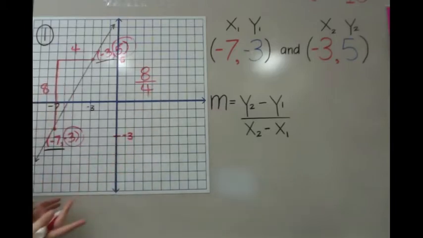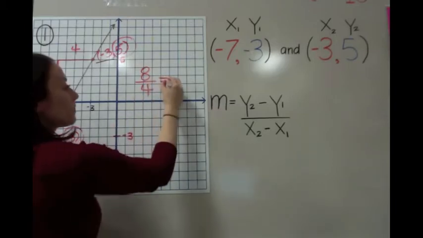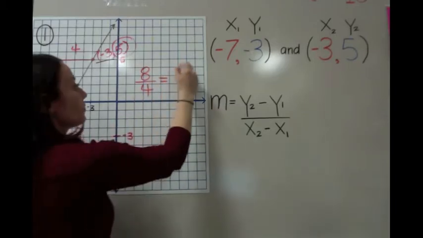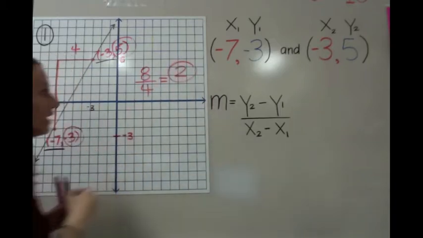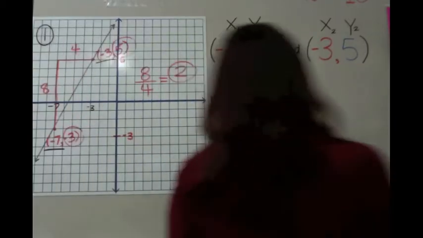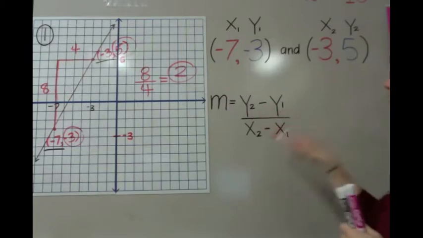What is 8 divided by 4? It's 2. So the slope is 2. Now let's confirm that by calculating the change in y divided by the change in x.